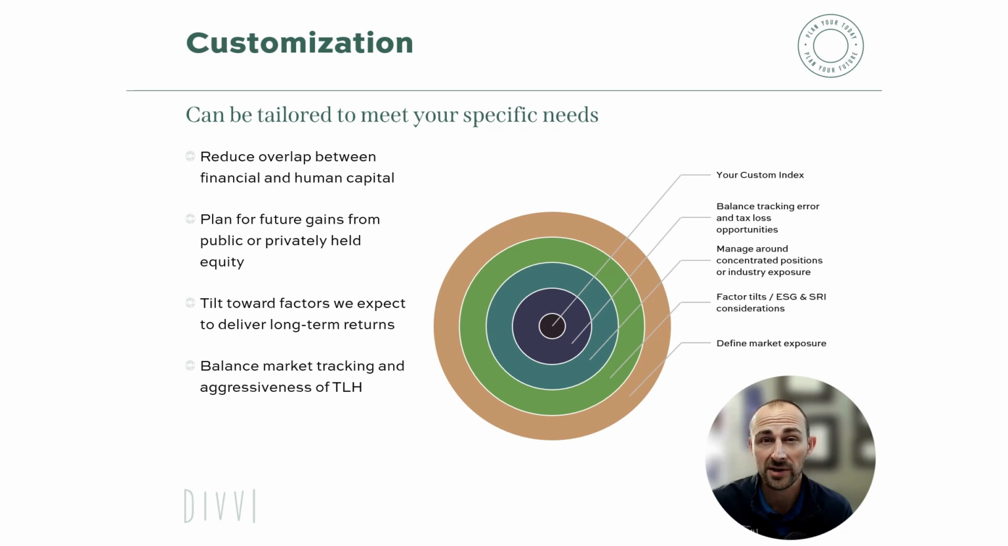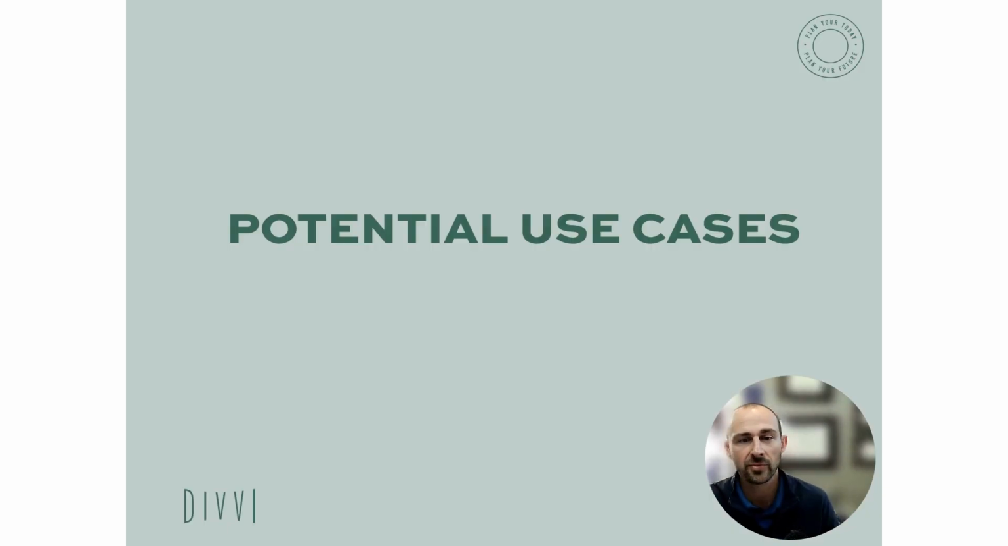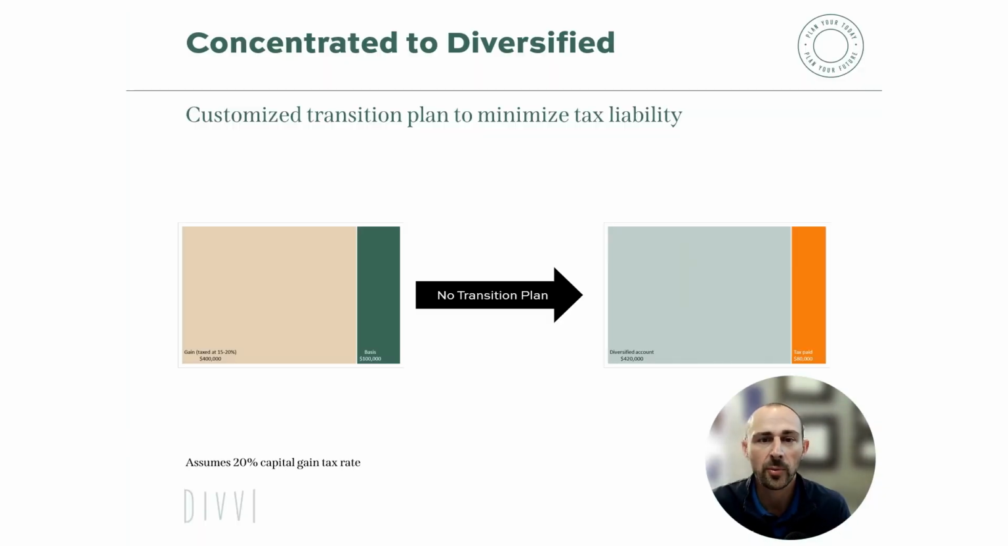If you want to be more aggressive with tax loss harvesting opportunities, generally you have to be willing to accept a little bit more variability in terms of how your investment tracks the underlying market. Hopefully that makes sense. And then once you make all those decisions, what's left is your custom index, the one that is designed for you and tailored to meet your specific preferences, needs, objectives, things along those lines. Pretty cool. So what are a couple potential use cases?